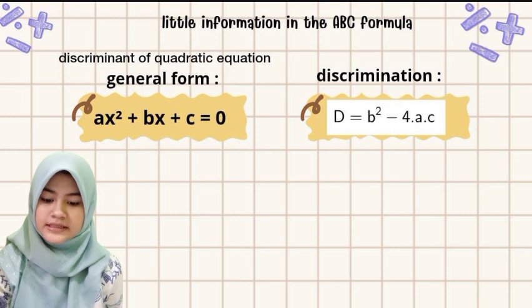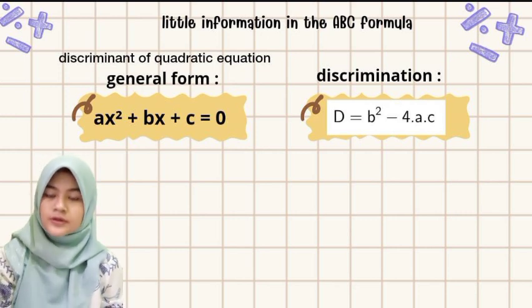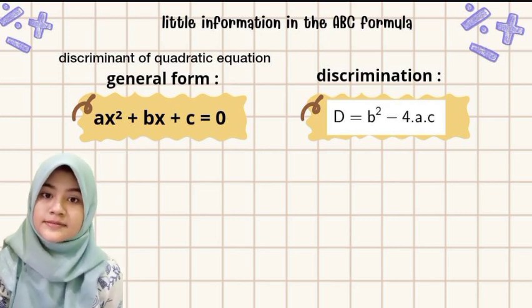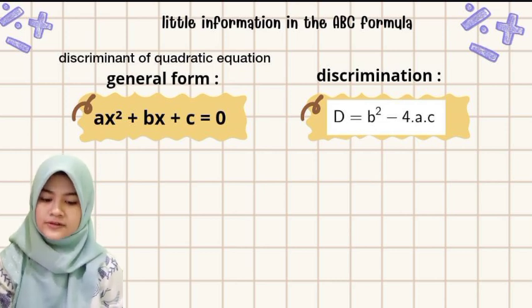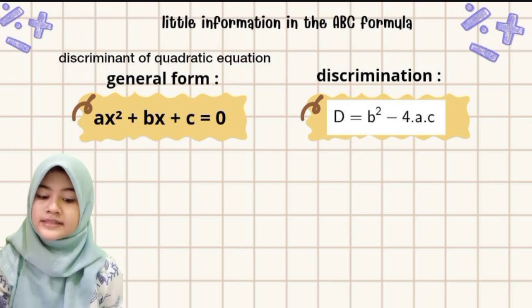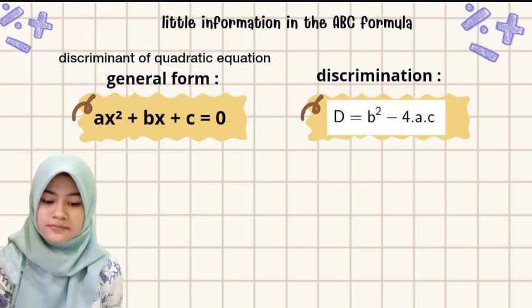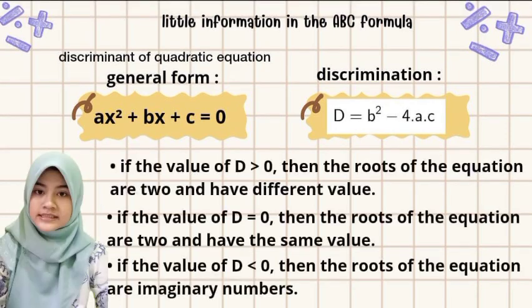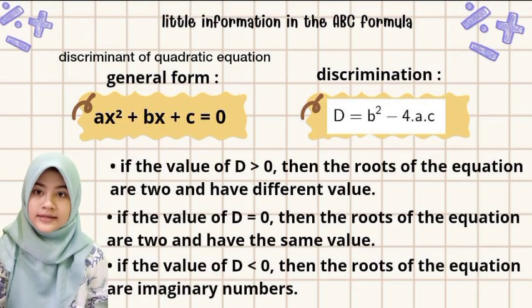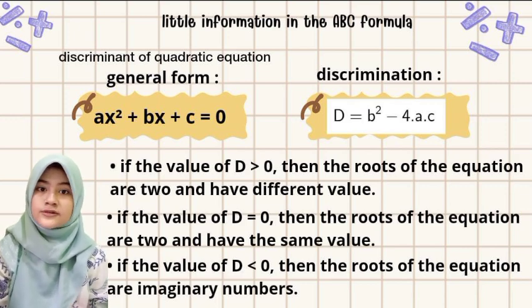Now, I have a little information in the ABC formula. That is the discriminant of a quadratic equation. The general form is a times x to the power of 2 plus b times x plus c equals 0. And the discriminant, or d, equals b to the power of 2 minus 4 times a times c. And the little information in the ABC formula is: first, if the value of d is more than 0, then the roots of the equation are 2 and have different values.